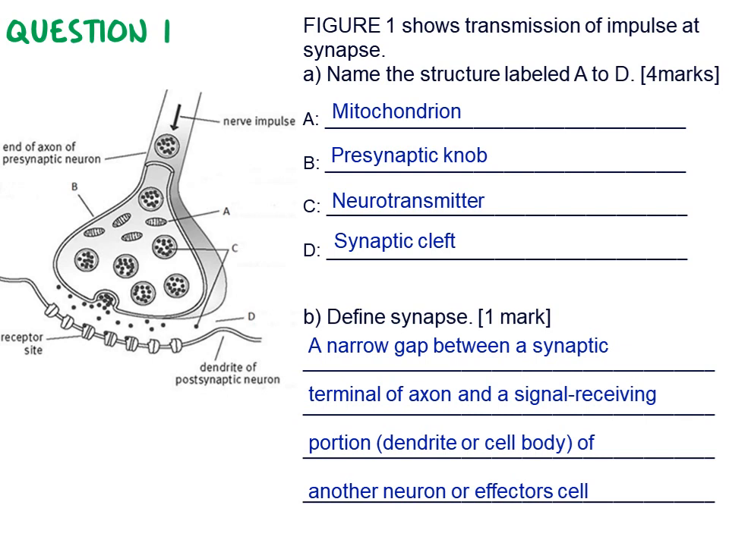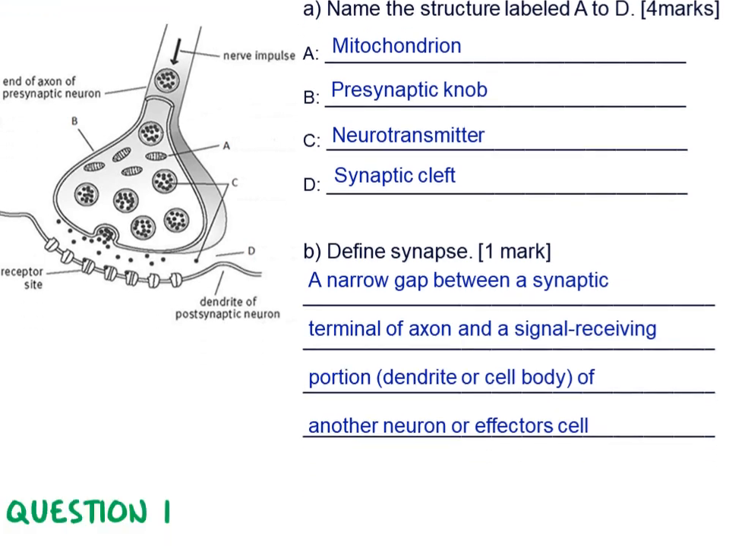Okay, so terminal axon ini adalah one neuron, okay, kepada neuron yang lain. So effector, kalau effector kat sini bermaksud boleh jadi muscle. Jadi kalau sini adalah muscle, yang lebih tepat adalah neuromuscular junction. So kalau synapse, better to answer a narrow gap between a synaptic terminal axon and a signal receiving portion of another neuron. Okay. Next.